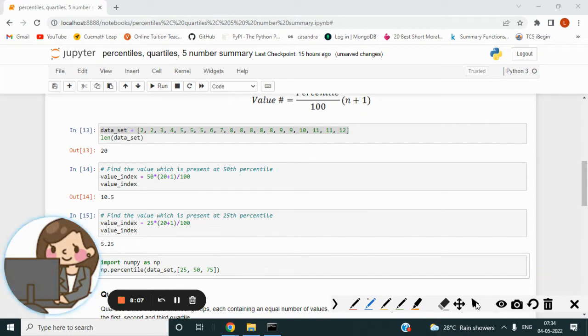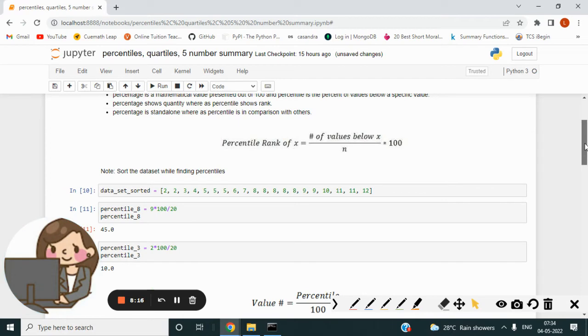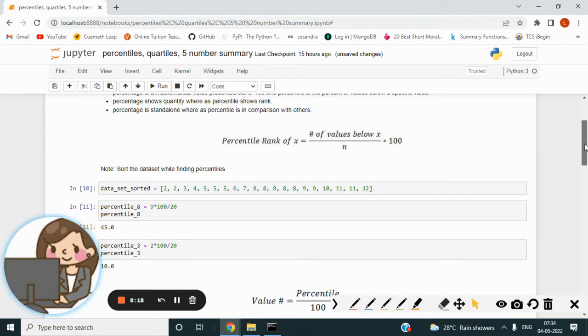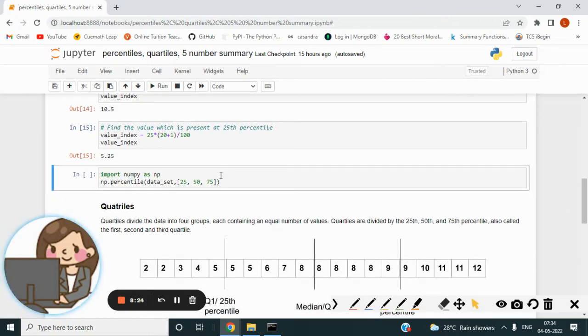Okay, now this is the mathematical calculation, or this is how you usually calculate when you are doing it manually. I just explained this so that you will understand how it is done. But in case of Python, we need not calculate it manually. You can just use the numpy library over here again, np.percentile, then you have to pass the data set that we have.